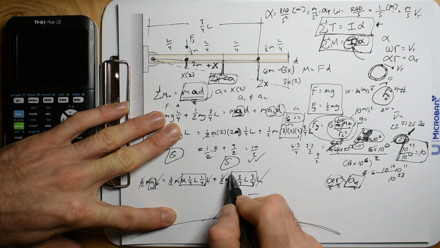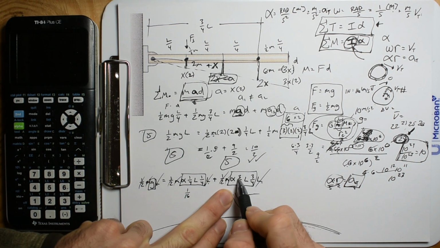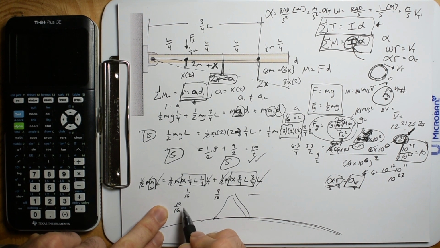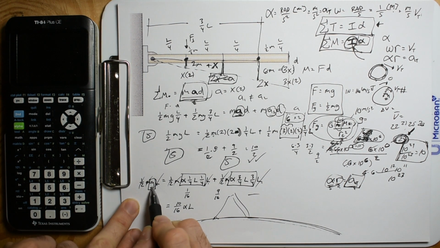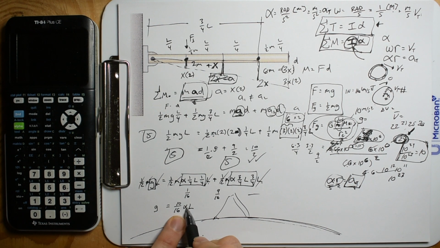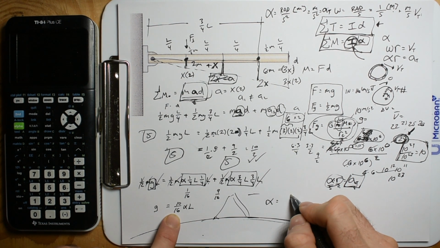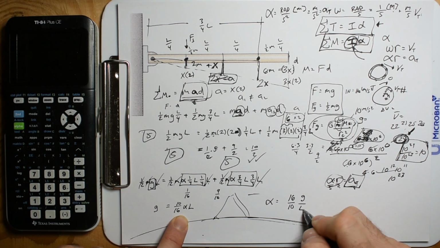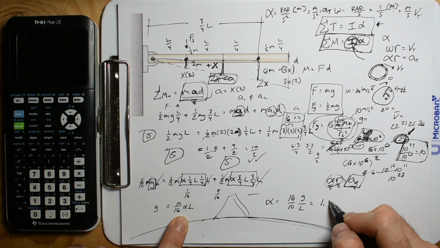Now we have 1/16 here. In this one we have 9/16. So that's going to give us a total of 10/16, and then we have alpha L, that's going to equal G. Now if we want to solve for our angular acceleration, that's going to be 16/10 G divided by L. And 16/10 is just 1.6. So we got 1.6 G divided by L.